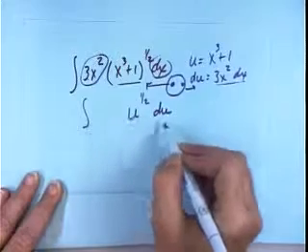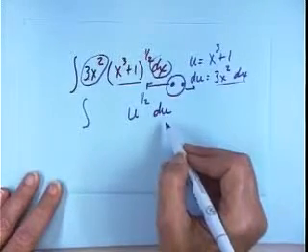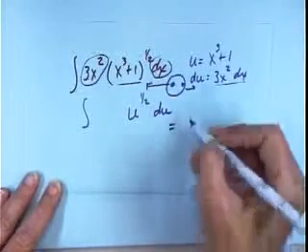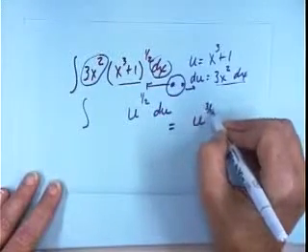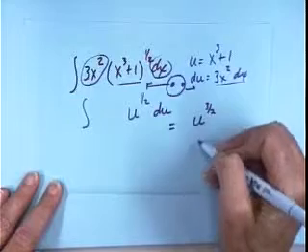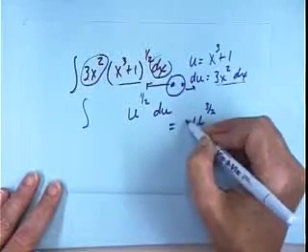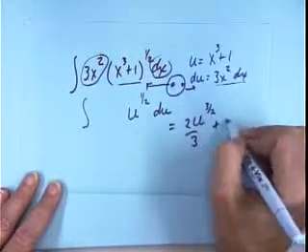So we are going to integrate u to the 1/2 du. We've switched it to something easy, so when I add 1 to 1/2, I get u to the 3/2. Divide by 3/2, which is the same thing as multiplying by 2/3.